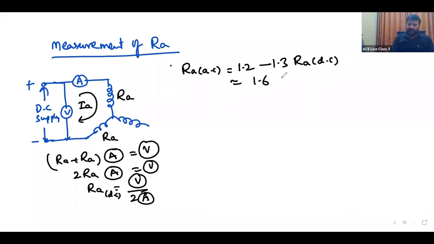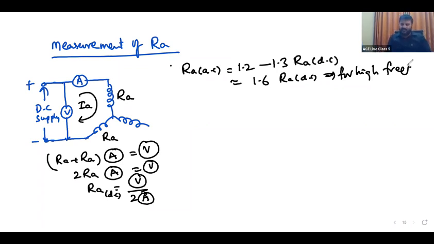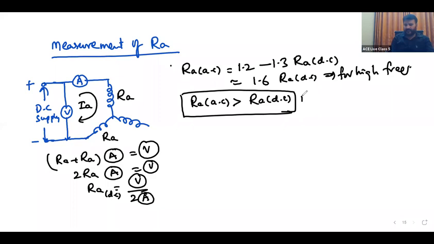And 1.6 times of RA DC for high frequencies. The AC resistance is more compared with DC resistance. RA AC is more compared with RA DC. What is the reason? Reason is skin effect. I think you may be knowing these things. Skin effect. AC resistance is more compared with the DC resistance.